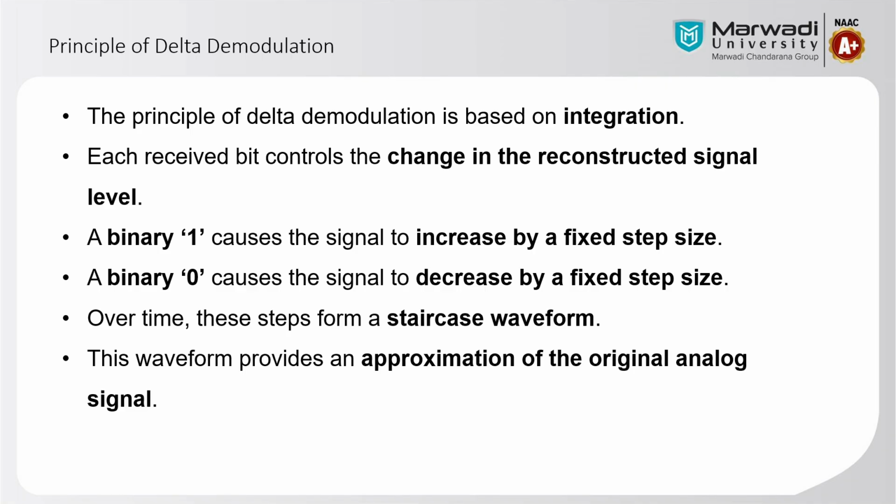Next is the principle of delta demodulation. The principle of delta demodulation is based on integration. Each received bit controls the change in the reconstructed signal level. If the received bit is binary 1, the signal level increases by a fixed step size. If the received bit is binary 0, the signal level decreases by the same step size. As time passes, these small steps create a staircase waveform. This staircase waveform closely follows the shape of the original analog signal and provides an approximation of it.